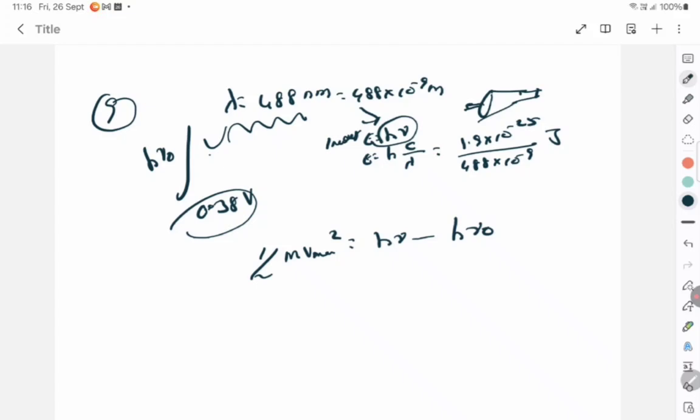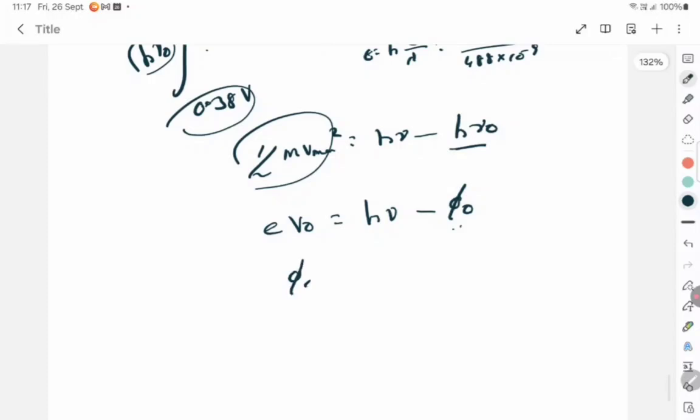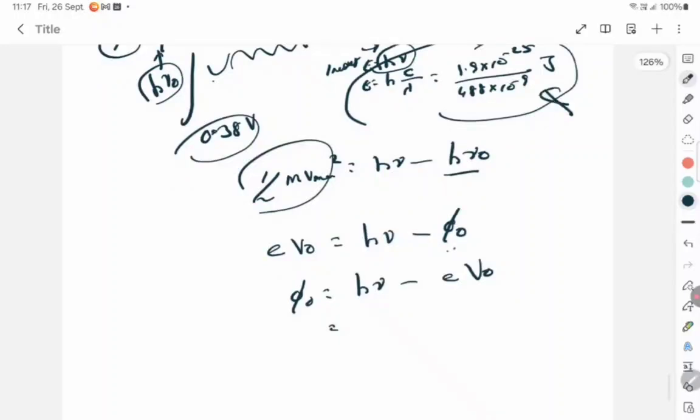The question is about work function, which is phi naught. The phi naught is h mu naught, so you can replace this h mu naught as phi naught, and you can replace this as E V naught. I told you, the maximum potential multiplied by the charge will stop the kinetic energy of the electron. So h mu minus phi naught, they are asking for phi naught. Take the phi naught to the other side: h mu minus E V naught. H mu is this calculated value. Correct? So just keep it like that for a specific reason, because don't calculate this value yet. You see what is the voltage? Voltage is given to be 0.38.